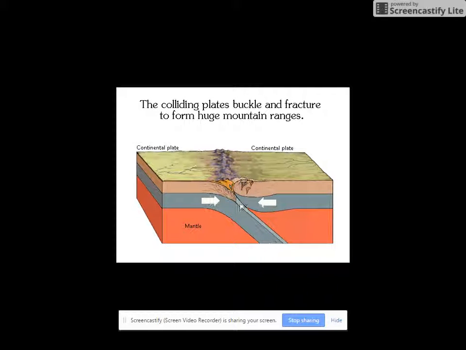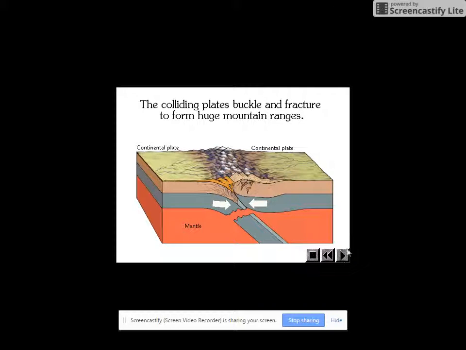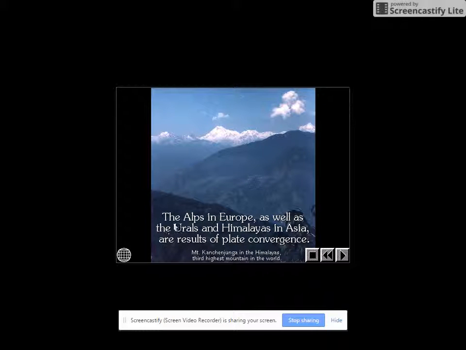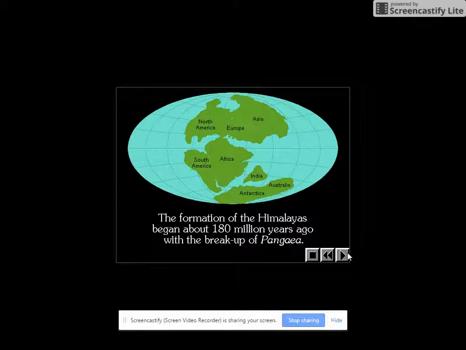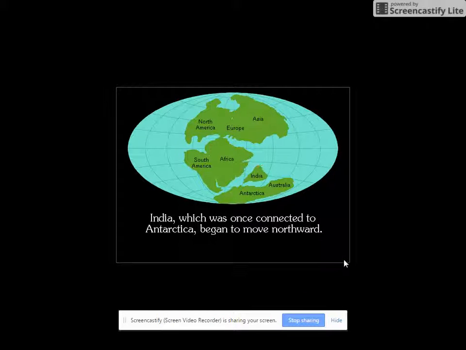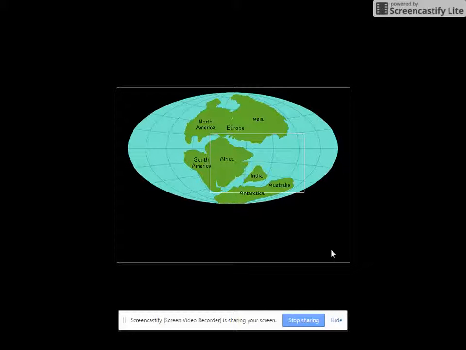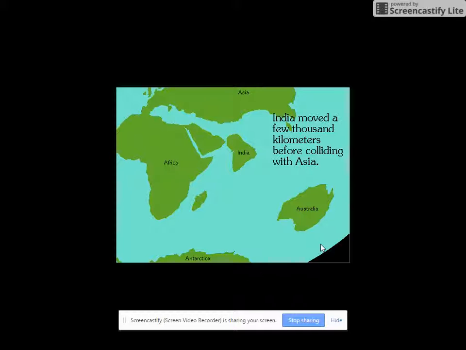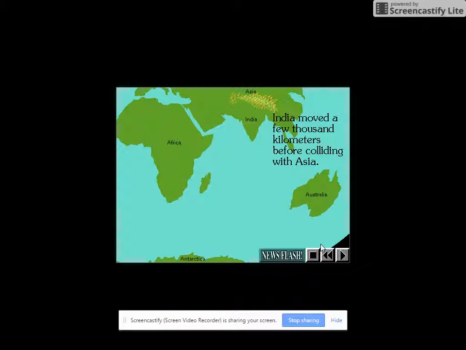No one is subducted anymore, so this is just the edge of that oceanic plate going away. And now we just have continent colliding with continent, and no one will go down, and they'll only go up to make mountain ranges. The Alps in Europe, as well as the Urals and Himalayas in Asia, are a result of a convergent boundary. So they say that the Himalayas probably began when Pangaea started to break up, and you're going to watch India move on a plate north until it crashes into Asia. The oceanic plate between them will be subducted away until we eventually just have continent colliding with continent, and now we're making this enormous mountain range right here.